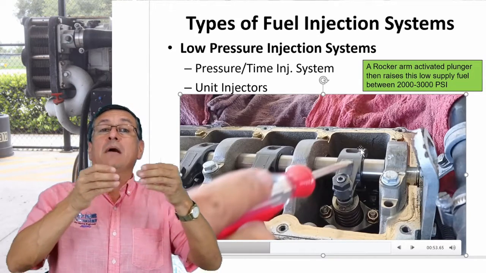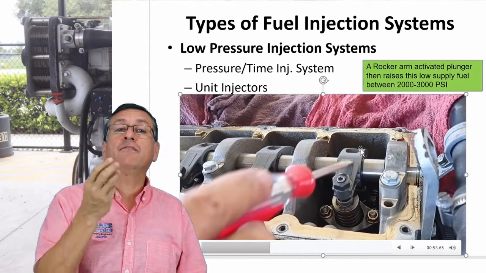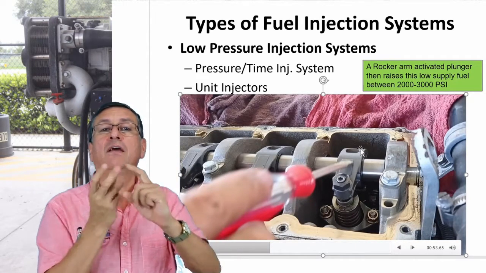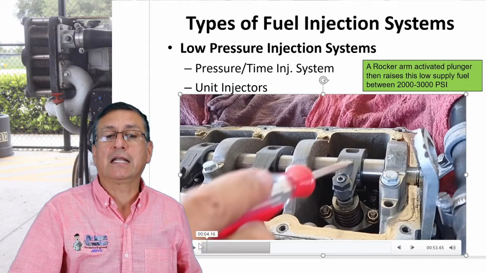In other words, the camshaft per each cylinder has 3 lobes. One lobe for the intake valve, one for the exhaust valve, and the middle one for the injector. Right now we are going to check that.